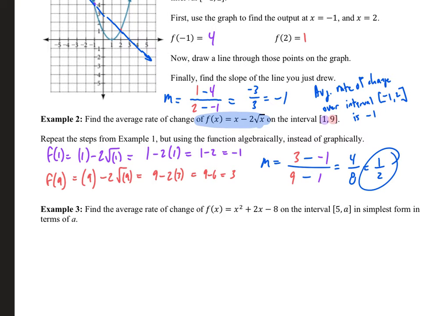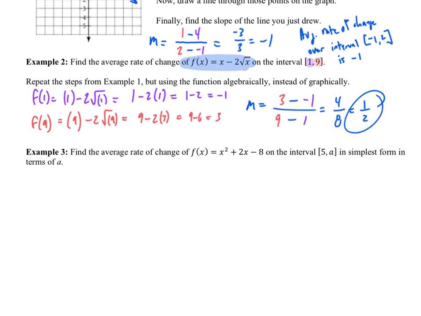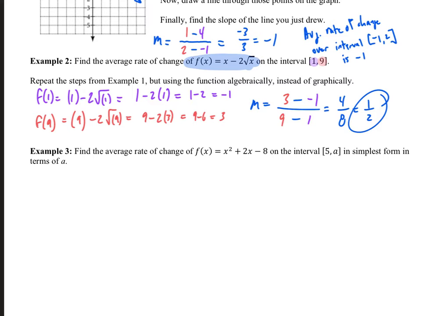So for every 2 points we move to the right, we go up 1 point. What that means is, for every increase of 2 x's, we go up 1 y value. We can also do this over an interval that doesn't have a specific value. We can find it in more general terms, so we can go from 5 to a. I'll treat it the same way. Again, I want to start on the lefter side, the smaller side, so 5. So I'm going to evaluate the function for 5.